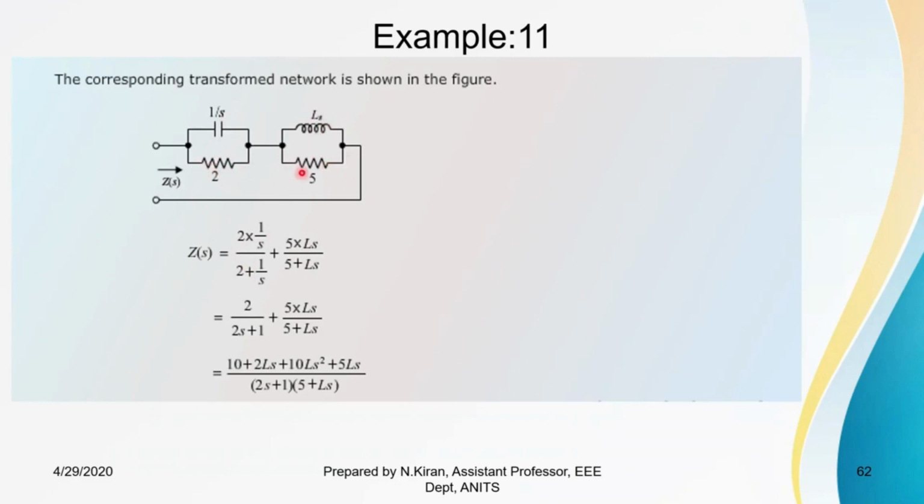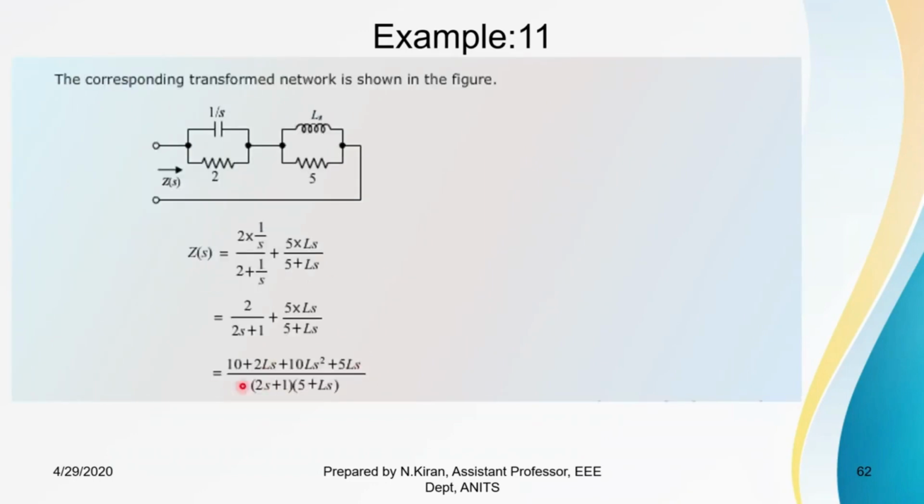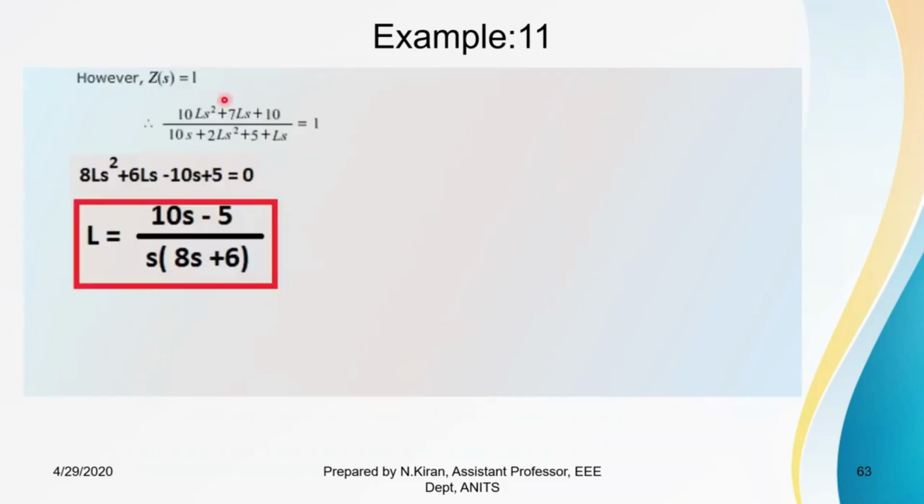These two parallel combinations are in series, so we have added them. On simplification, we get the expression for Z of s. This expression I have to equate to 1 and find the value of Ls. So I have equated this expression to 1. On cross multiplying, you will get this expression, and from this we will get the value of L.